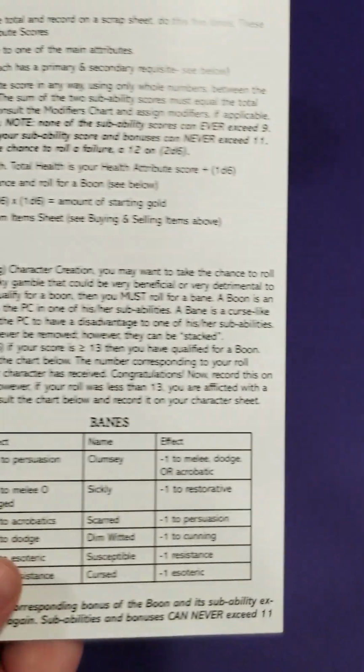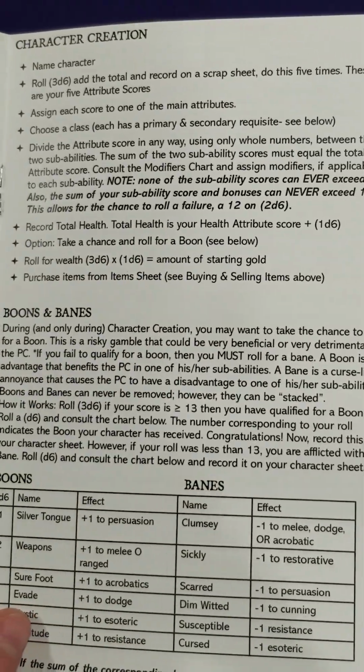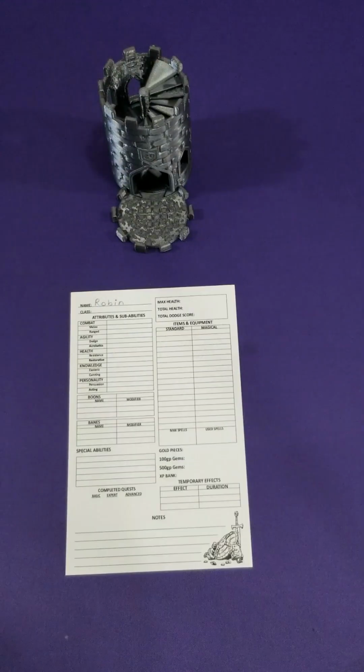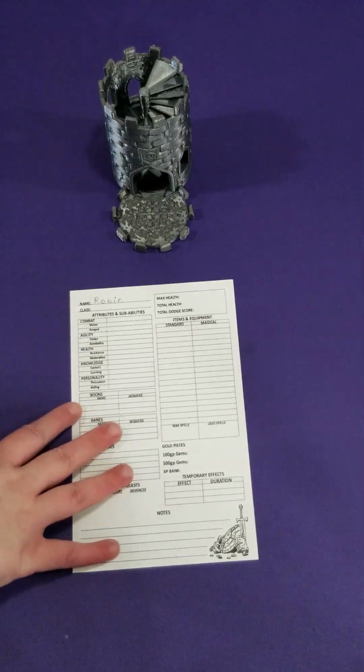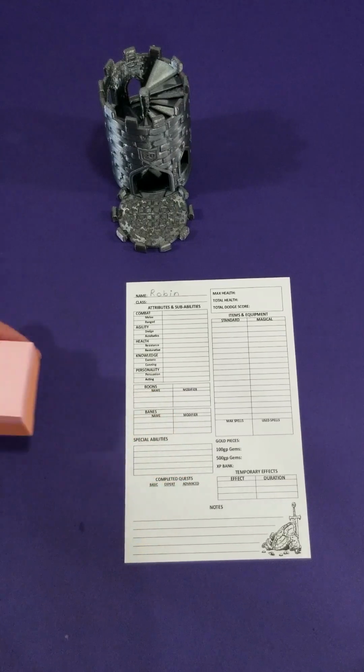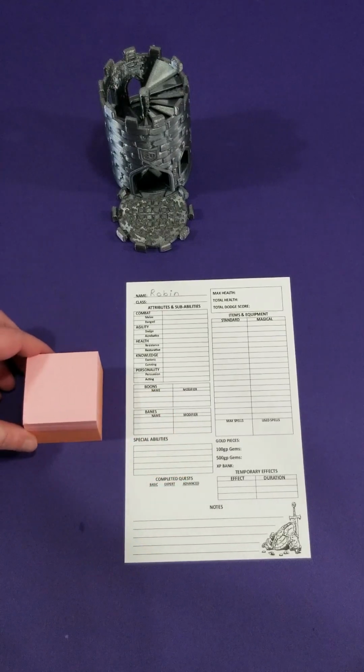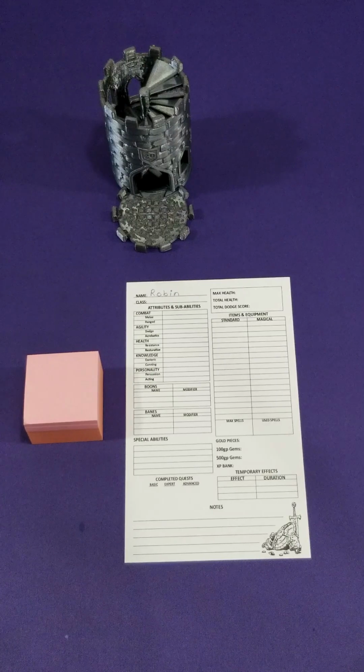Today I am going to walk you through how to create a character. Step 1 in creating your character will be to name your character, which I have already done here by using the name Robin. After we name our character, we are then going to pull out some scrap paper. To get our 5 attribute scores that we're going to need for the rest of the game, we are going to roll 3d6 and then add the total and record them on our little piece of paper here.